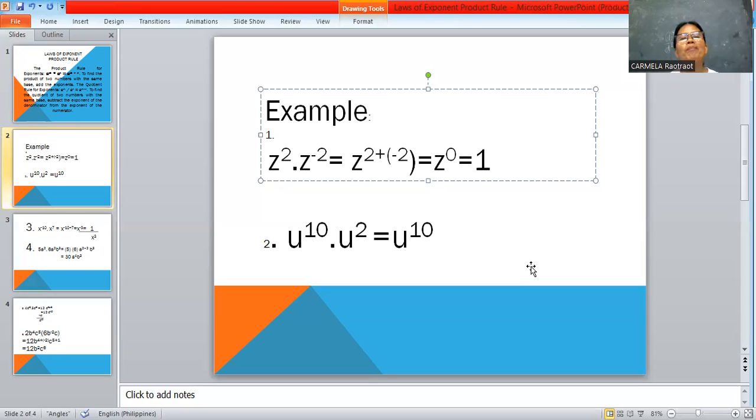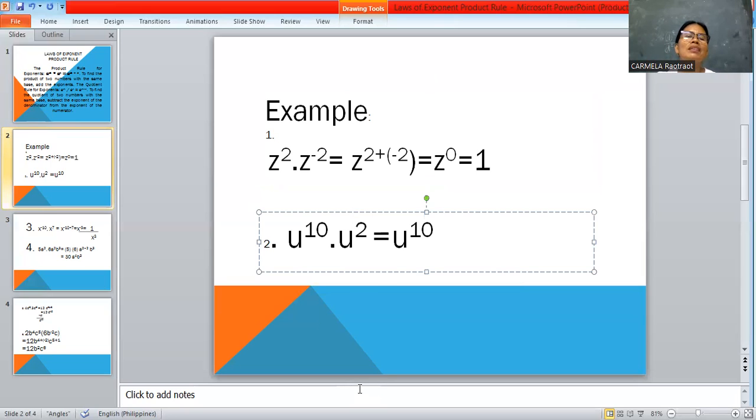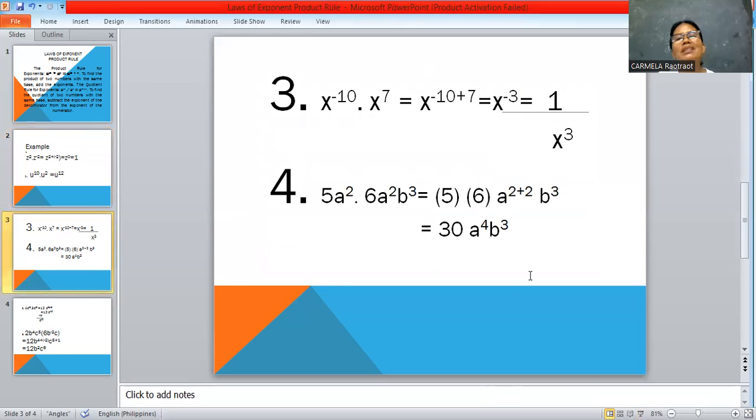Are you following? Okay, so let's have another example. Another example is u raised to the power of 10 times u raised to the power of 2. Okay, add first. So this will become u raised to the power of 12. So 10 plus 2, that is 12.